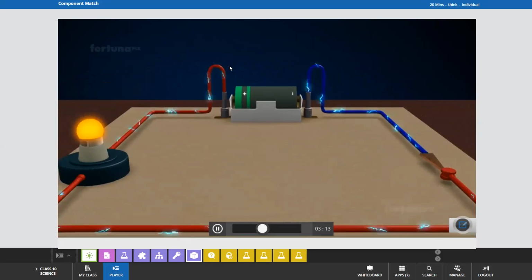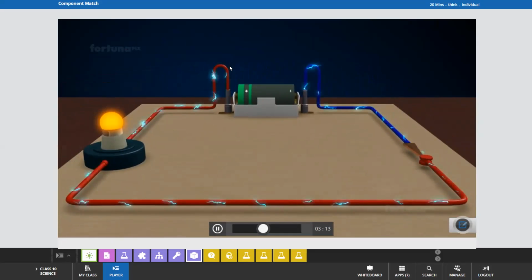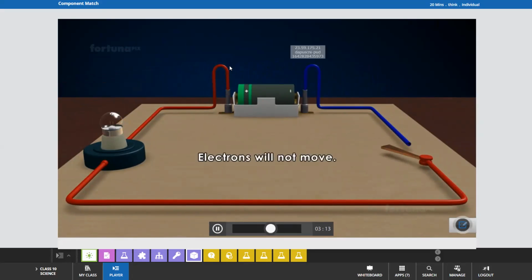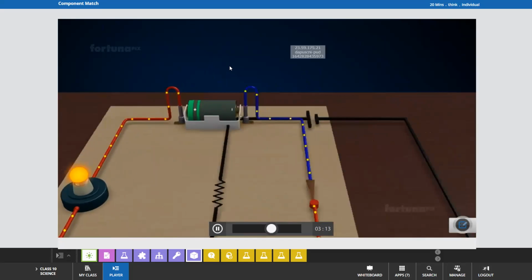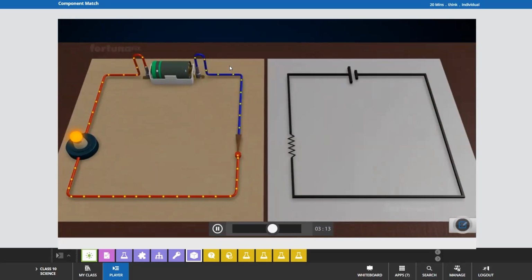As electricity flows from the positive side of the voltage source to the negative side, electrons will move in the opposite direction from the negative end to the positive. Unless the circuit is complete, that is, makes a full circle from the voltage source back to the source, electrons will not move. A circuit can be represented diagrammatically with several symbols. Let's look at a simple circuit diagram.